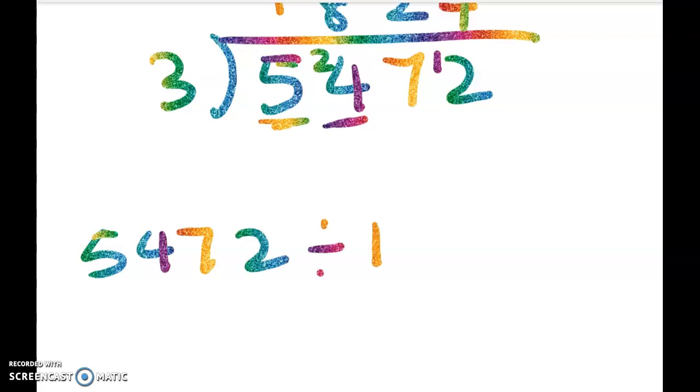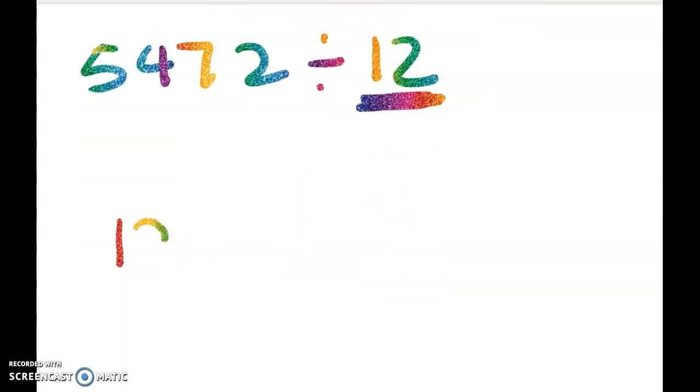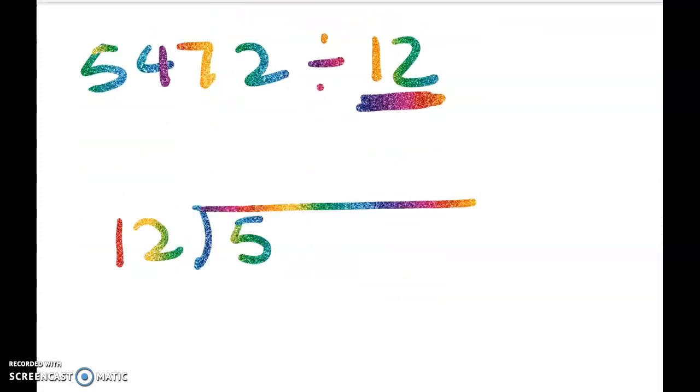Now, what if instead I had 5,472 divided by 12? So this is where long division comes in, because this divisor has got 2 digits. So we're going to write it like this. So we start the same way. So the thing that we're dividing, which is called the dividend, is 5,472. But this time, instead of just focusing on that 5, we look at the first 2 digits here. So we look at the 5, 4, and we really do think of that as 54. It's 54 hundreds. So we say 12 goes into 54 how many times?